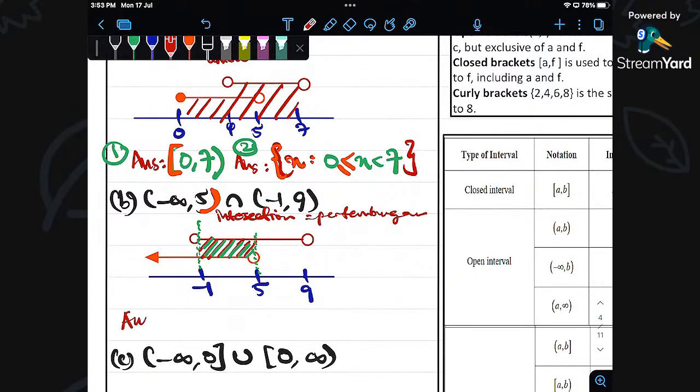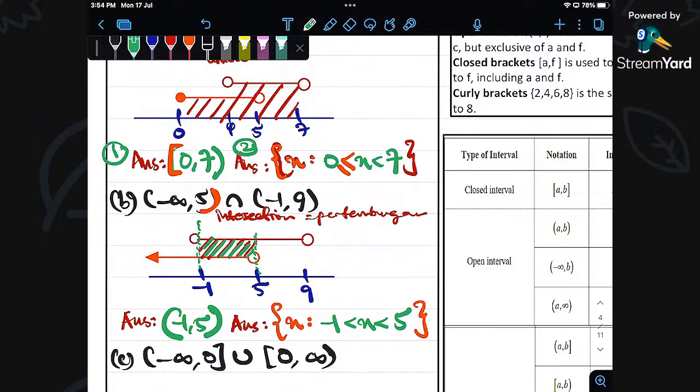Therefore the answer is from -1 to 5, where both of them are open. Okay, dan lagi satu jenis jawapan adalah biasakan tulis curly bracket begini, x such that, is the perfect answer over there. Please biasakan tulis rangka dulu, and then you write down the answer. The answer is -1 less than x less than 5, tak ada equal. So that is the answer.